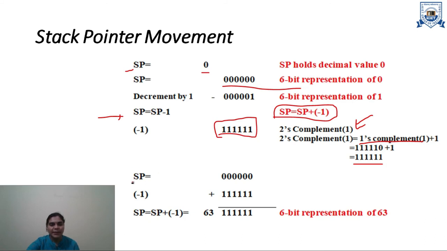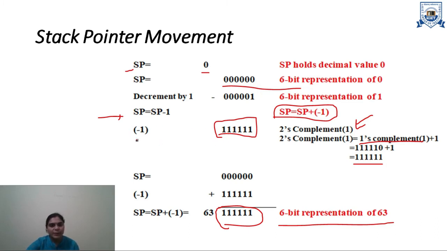SP will be updated as SP plus minus 1. SP is represented by 6 zeros, and minus 1 is represented by 6 ones. We will add these. Then the addition will result in 6 ones, which is equivalent to the 6-bit representation of 63. So SP is holding 0 initially, and now 1 will be decremented from SP.